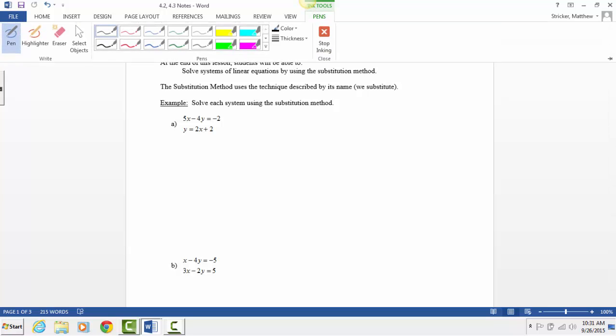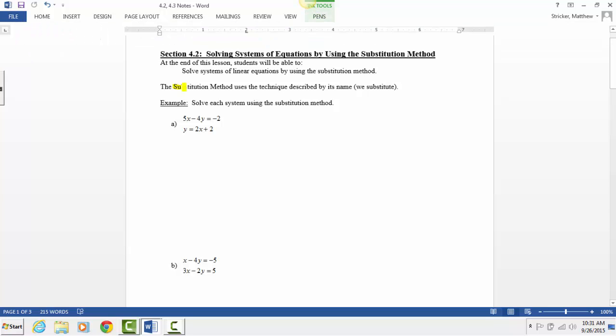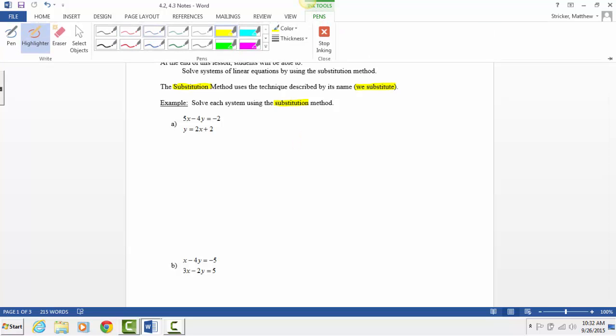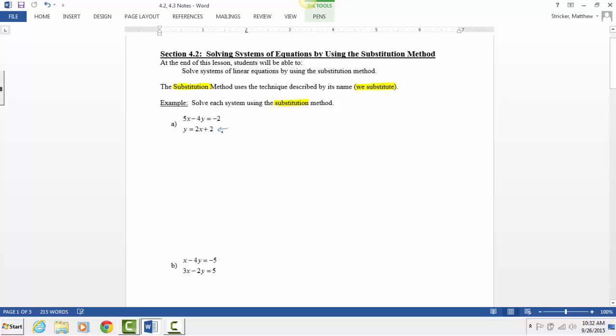And the name of this method, the substitution method, has everything to do with how we're going to try to solve this system. We're basically going to substitute one equation into the other. So if I look at my first example and I want to solve by using the substitution method, you'll notice that in the second equation, y is isolated, which is going to make substitution pretty easy because we already have what y is equal to.